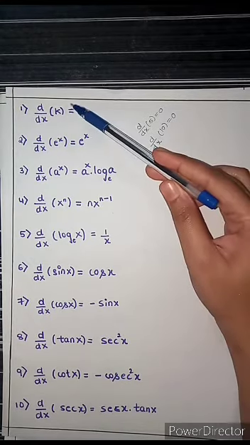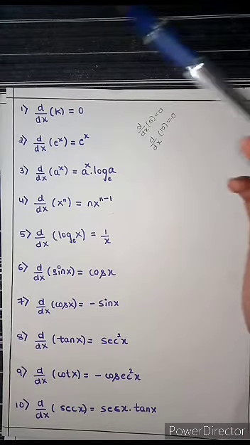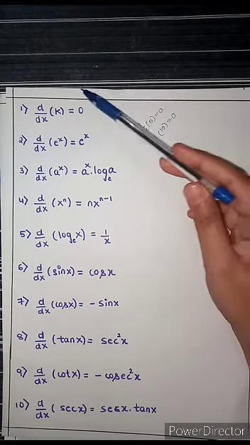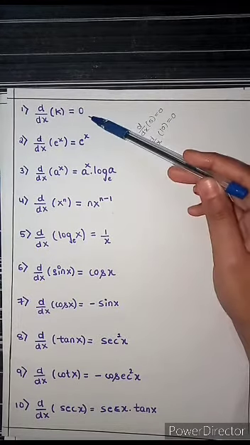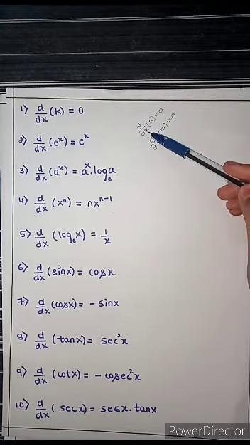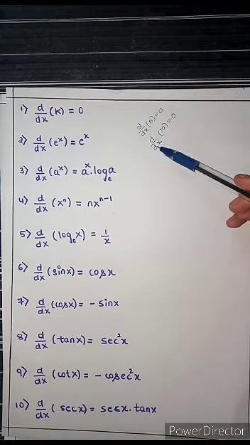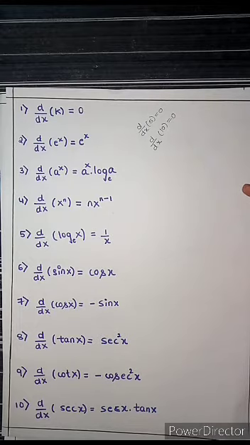So here's the first formula, very easy and basic formula. Here k is constant, derivative of constant is 0. For example, derivative of 5 is 0, derivative of 10 is 0, and derivative of 100, 1000, 10,000 also 0. Any number is 0. Very simple formula, right? I think you don't need any trick for this. Now without delay, let's move to the second formula.